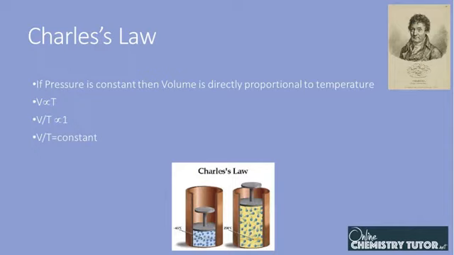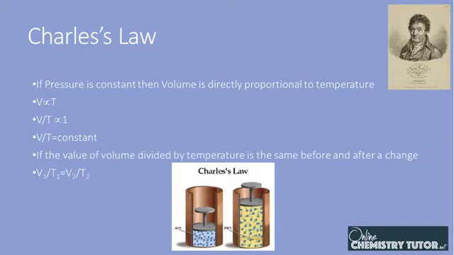We can remove, again, our proportionality sign by saying that the volume divided by the temperature is equal to a constant. And as long as pressure is kept the same, as long as the number of moles is kept the same, that constant won't change. Just like the previous example, we can then say that if the volume divided by temperature stays the same, then we can introduce this idea of the volume in the initial stage and the volume in the end stage. So volume 1, temperature 1, the initial volume and initial temperature, and volume 2, temperature 2 are the final volume and final temperature after a change has been made.